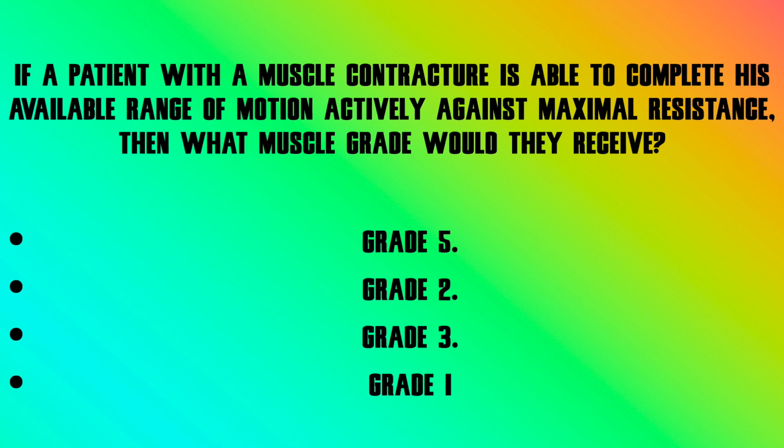If a patient with a muscle contracture is able to complete his available range of motion actively against maximal resistance, then what muscle grade would they receive? The answer is grade 5.